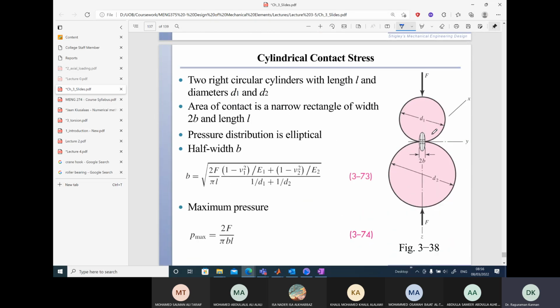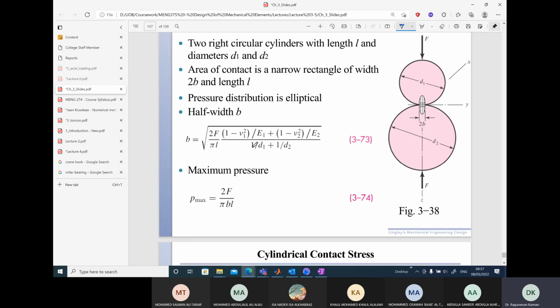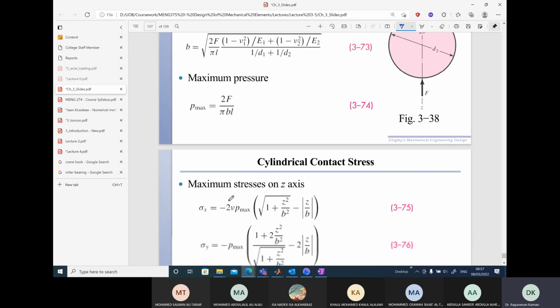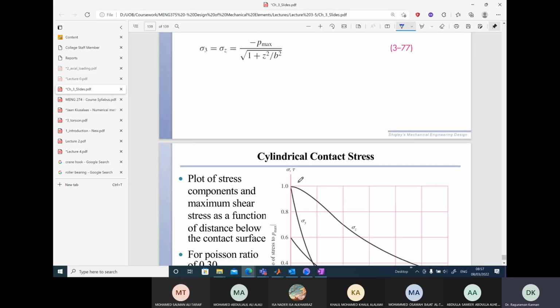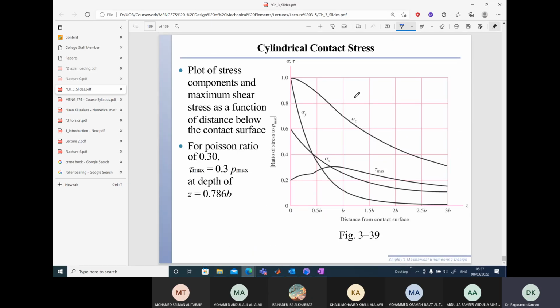We can also have two cylinders in contact. Only in the case of two spheres and two cylinders do we have the Hertzian stresses. Again, we can see B. B is the radius of the area of contact. Again, we have a similar formula for P max, and then the principal stresses. Again, we can see exponential reduction in the stress values as we go in the distance z.